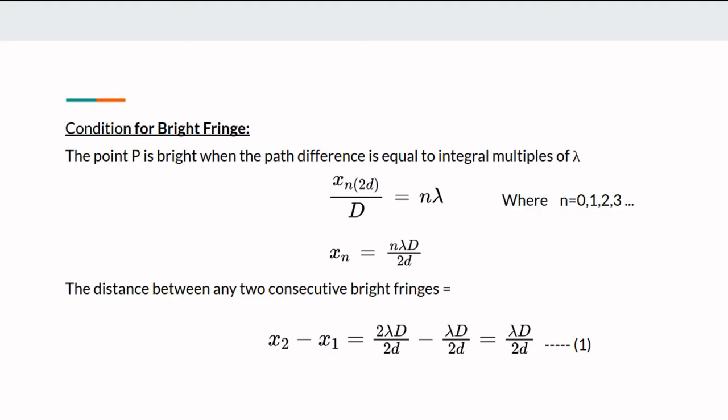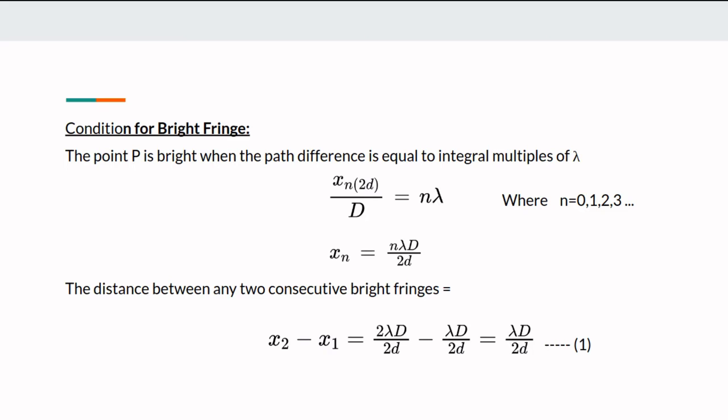Lambda is the wavelength of monochromatic light used, D is the distance of the screen from the sources, and 2d is the distance between the two coherent sources. For any two consecutive bright fringes, for example 1 and 2, 3 and 4, etc., n and n minus 1, we can calculate the value of the distance between them.